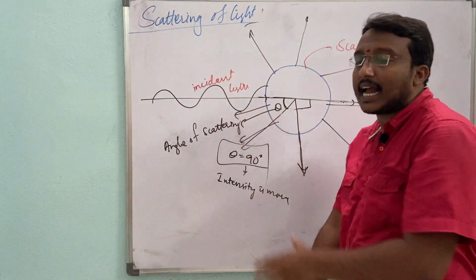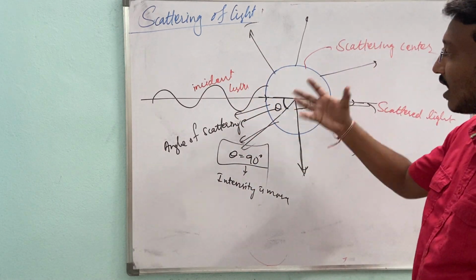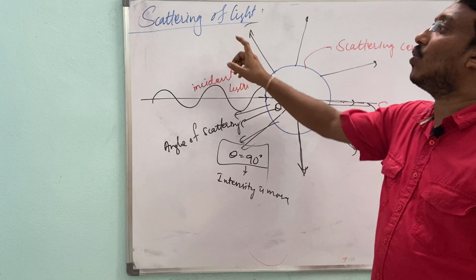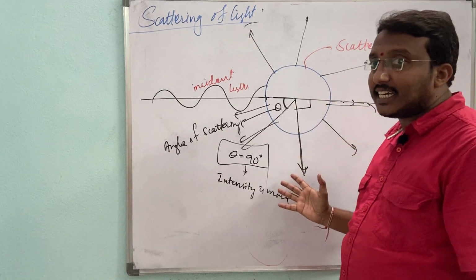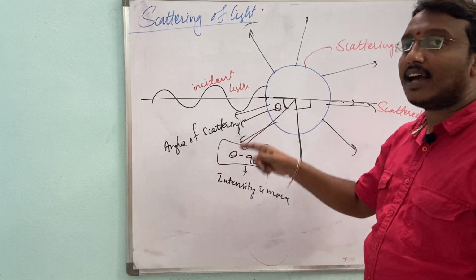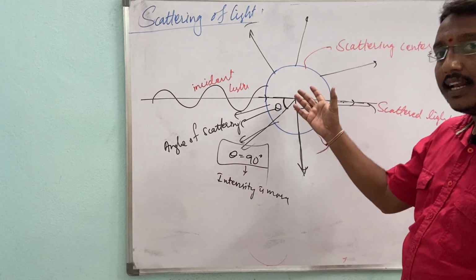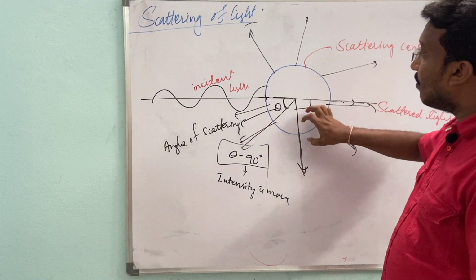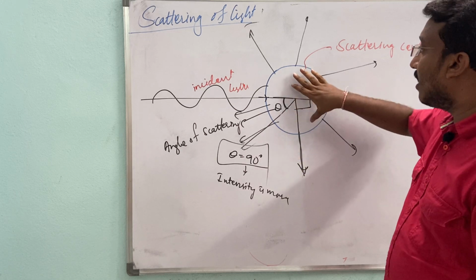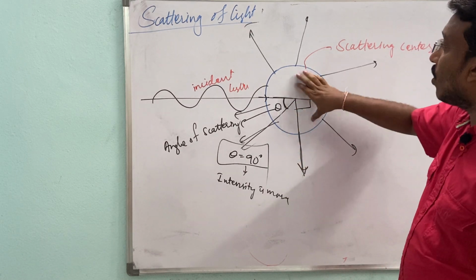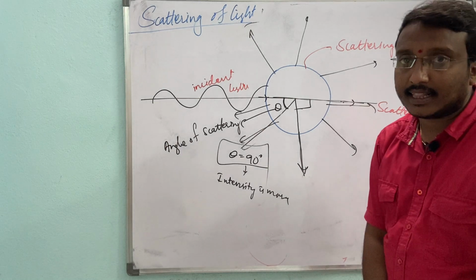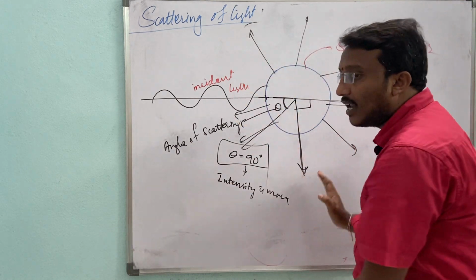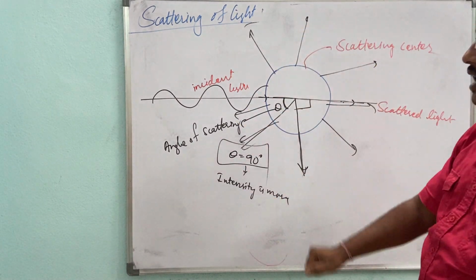This is about scattering. Scattering of light means re-emission of light. Re-emission of absorbed light with different intensities is called scattering of light. Why is intensity changing, sir? When the angle of scattering changes, the intensity of light also changes. The atom or molecule in which the scattering takes place is called the scattering center. The re-emitted light is called scattered light.